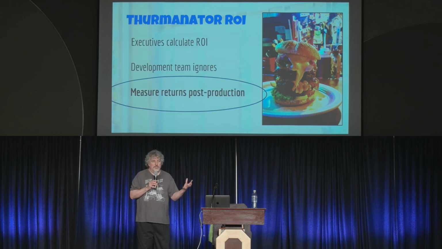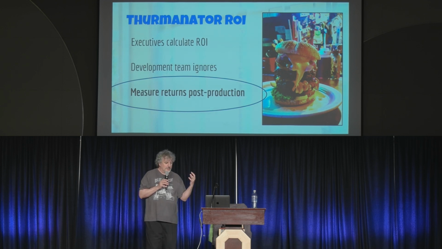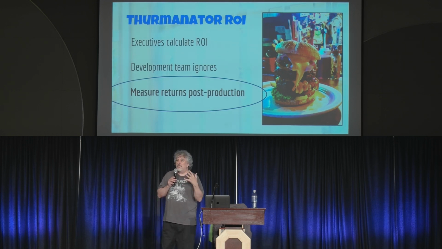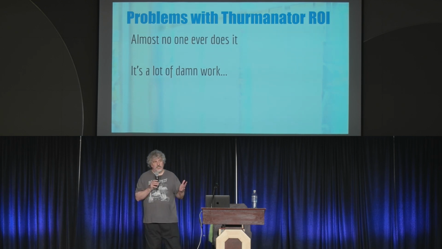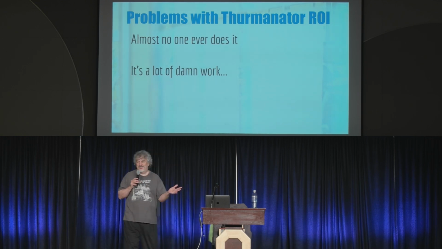We're measuring those returns after we've gone into production, and we're trying to see, did it make back the return that we said it would? I have problems with Thurmanator ROI too. The first problem is nobody ever does this. And it's because of the second problem, which is it's a lot of damn work.